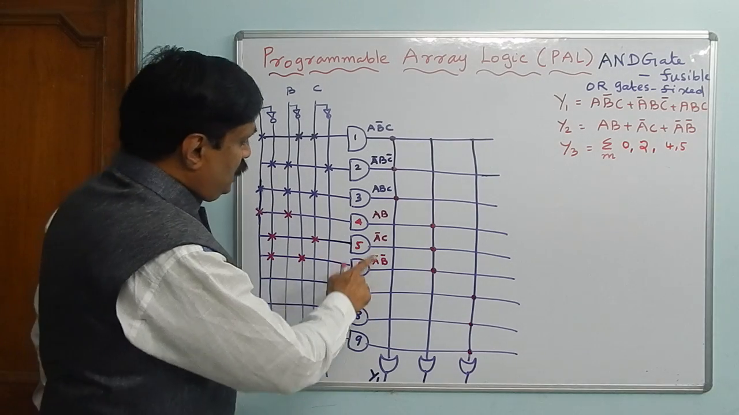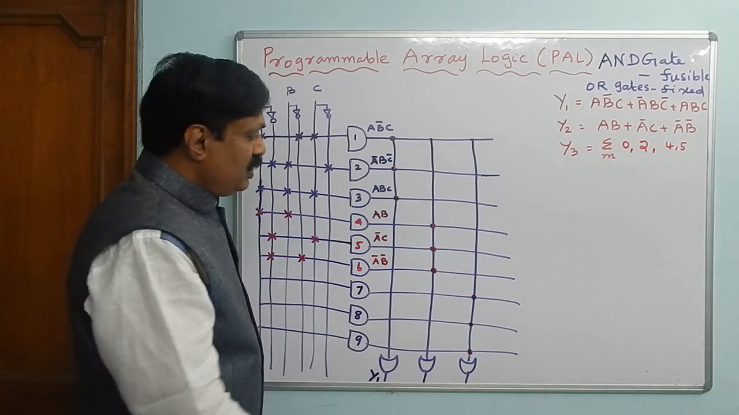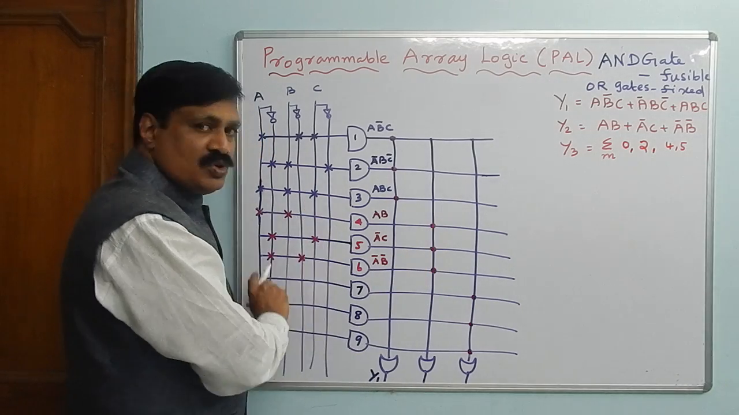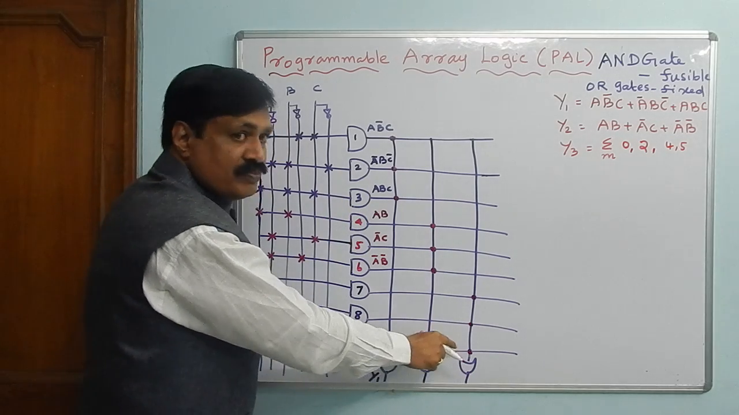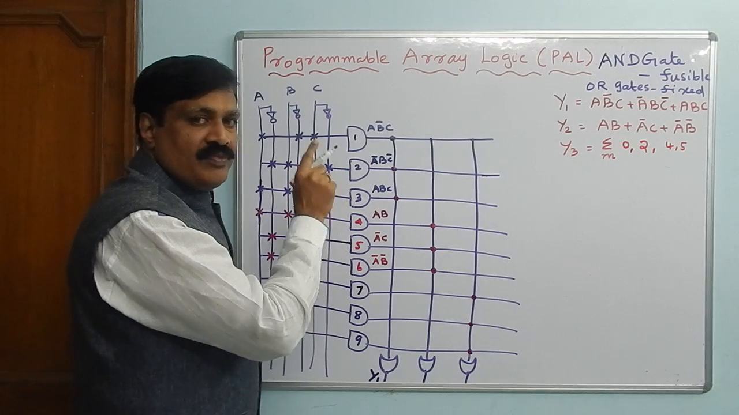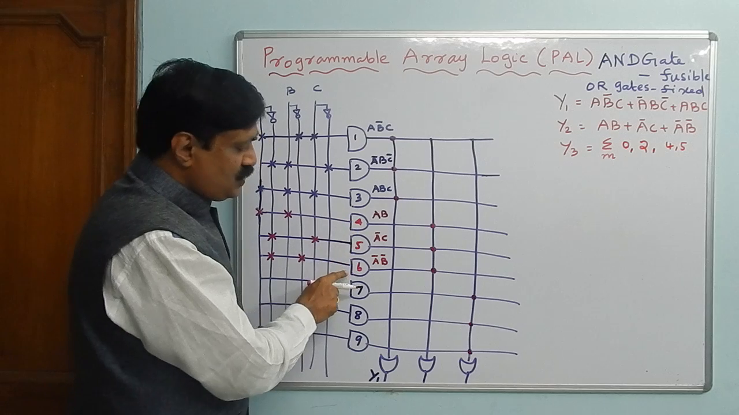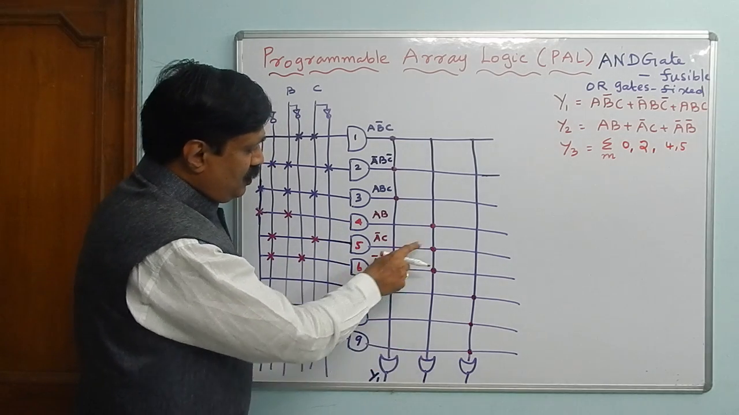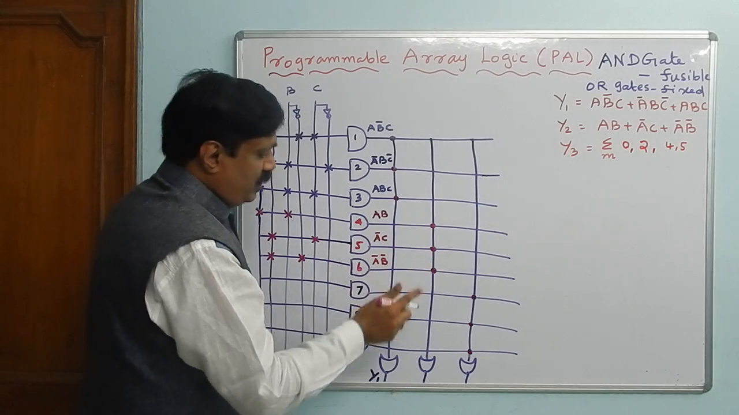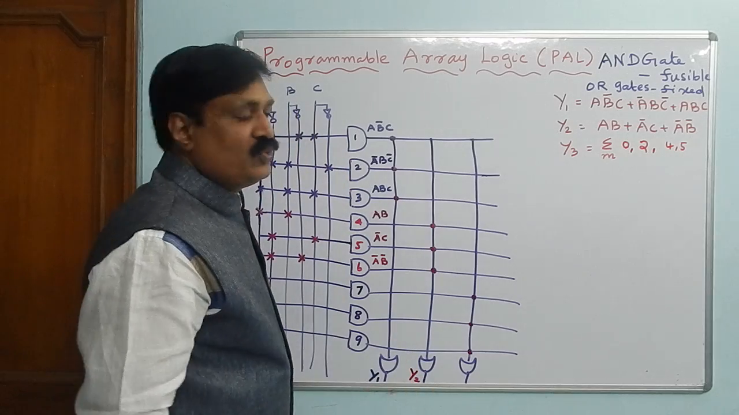Now, these three are connected to the second OR gate. It is fixed. These AND gates cannot be connected to these two. These three AND gates are fixed to this OR gate only. And 4, 5, 6 are fixed to this OR gate only. Therefore, these are all called fixed points. Now you are getting Y2 here.